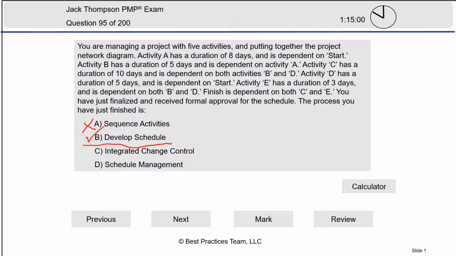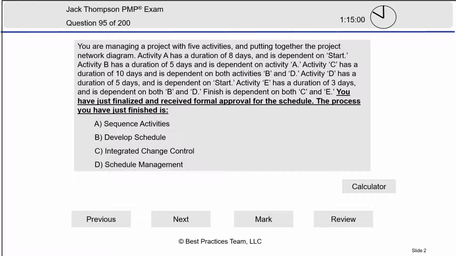So what's the moral of this story? The moral of the story is if you started this question thinking, oh my goodness, I've got to put together a network diagram, and this one's pretty complicated, a lot of spaghetti in it, a lot of logic, and you start writing down this network diagram, this is going to take some time, isn't it? This could take 10 minutes. And then you get down to that last sentence and you realize that you didn't need that network diagram at all. You just need to know, where do I get the schedule formally approved? And that's in develop schedule.